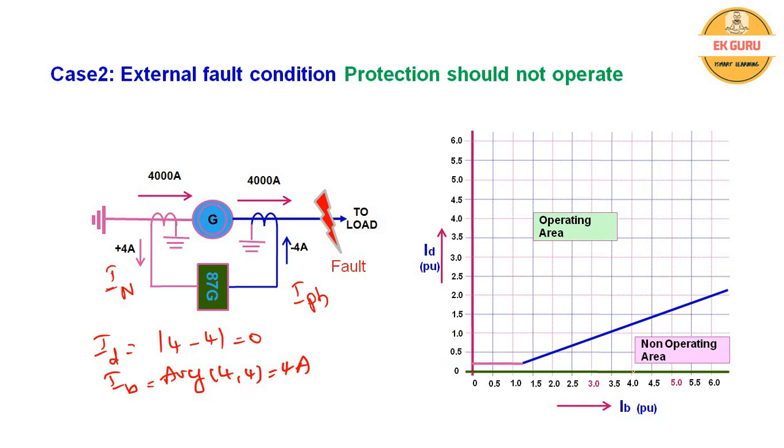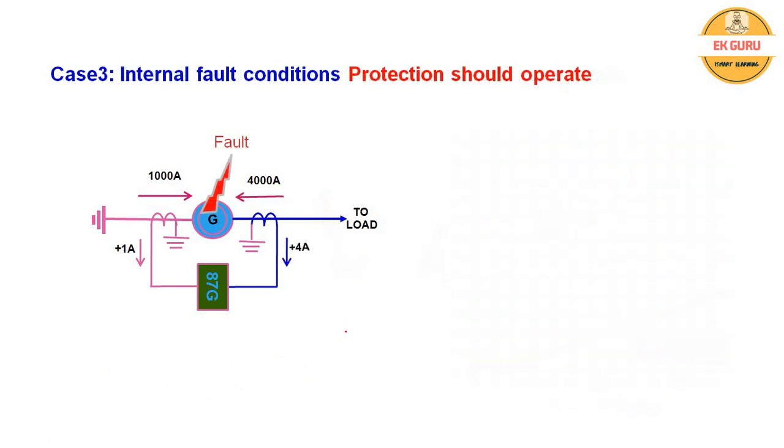So coming to the characteristics of the 87G differential relay, the differential current is 0 and the bias current is 4 amps. So here the operating point will be here, in a non-operating area. So this differential relay 87G will not send any command to the protection devices. Like this, for an external fault also the protection should not operate. The operating principle is the same: the current entering a generator is equal to the current leaving the generator.